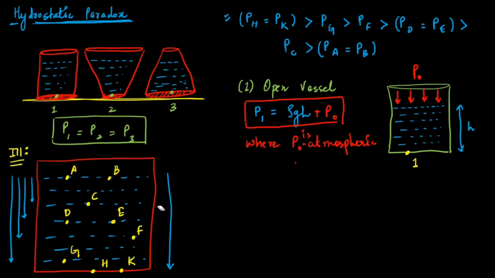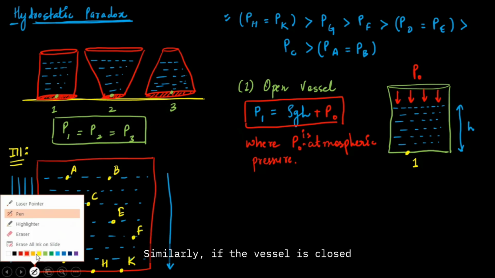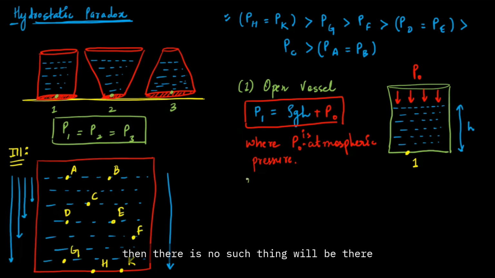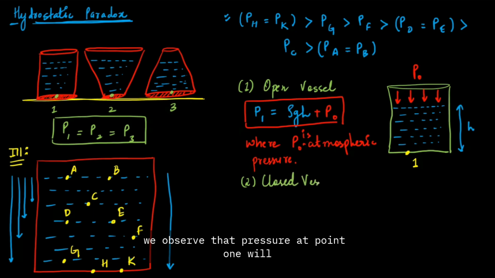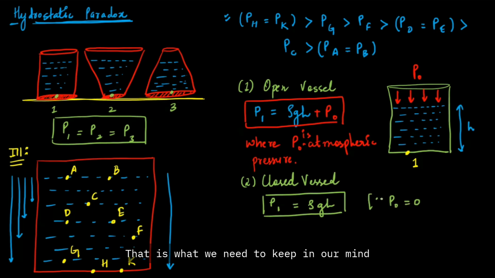So this thing will be mentioned in the question, that either the container is open or closed. You have to understand and choose the correct option based upon your learning. Similarly, if the vessel is closed, then there is no such thing. So in case of closed vessels, we observe that pressure at point one will be limited to rho gh only, because if the vessel is closed, P naught becomes zero. That is what we need to keep in our mind.